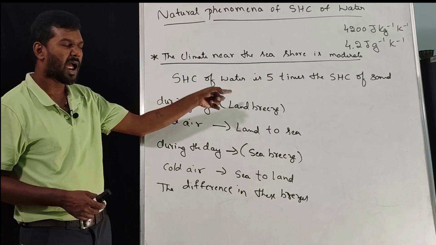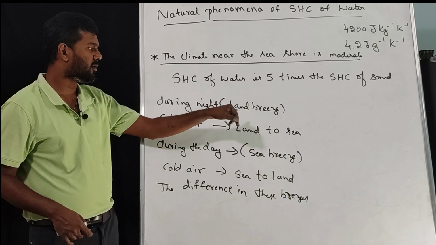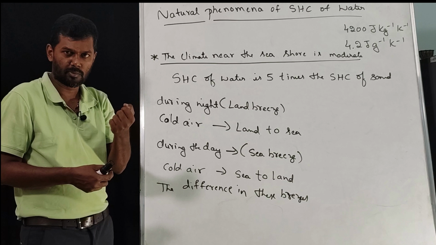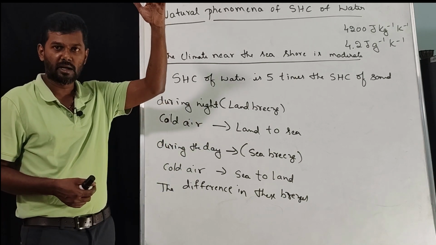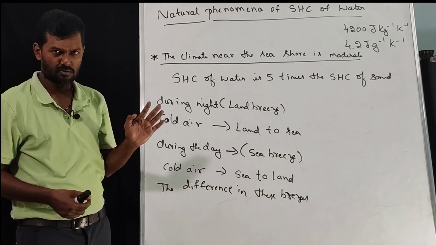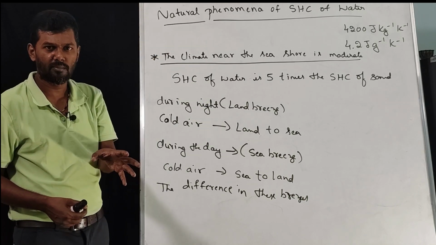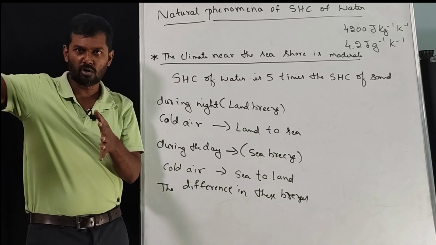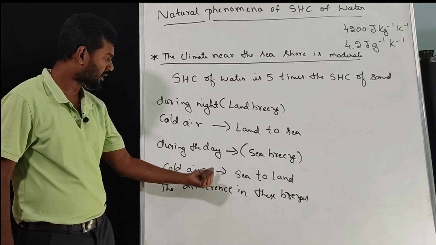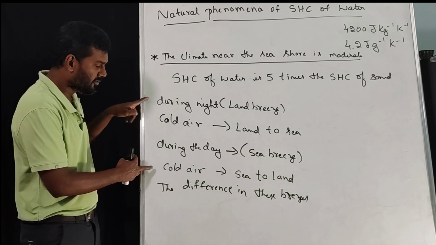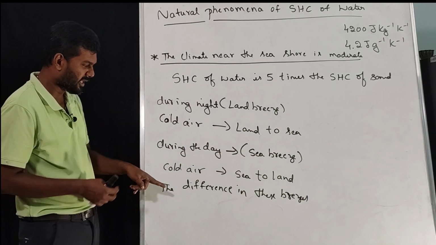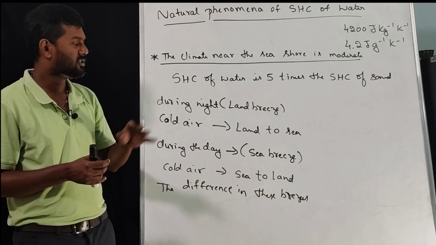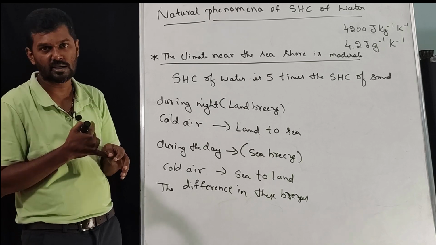During the night time, land breeze means cold air moves from land to sea. So the seawater takes on the cold air temperature, and the temperature of the seawater reduces gradually throughout the night. During the day, now the seawater is cold. That cold air will move from sea to land. These differences in temperature and in breezes maintain the climate near the seashore as moderate. So this is the reason. These kinds of questions will be asked in the board exam.